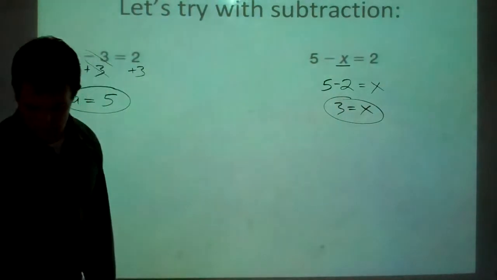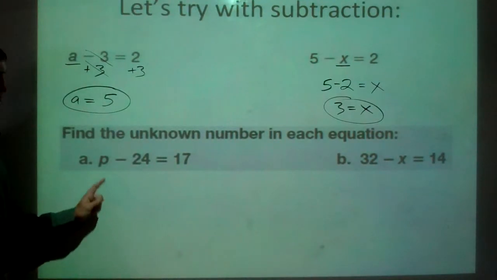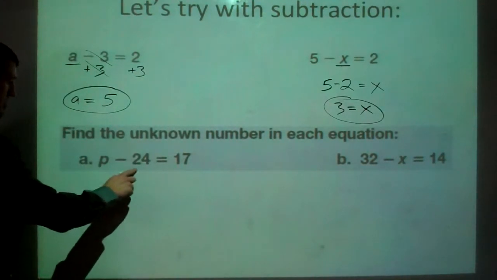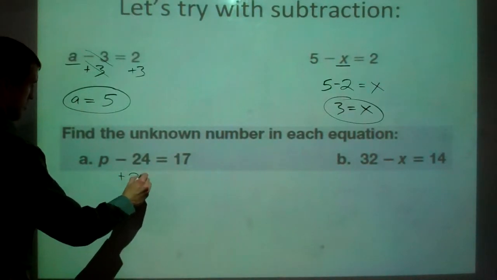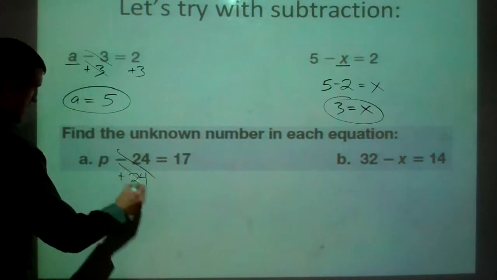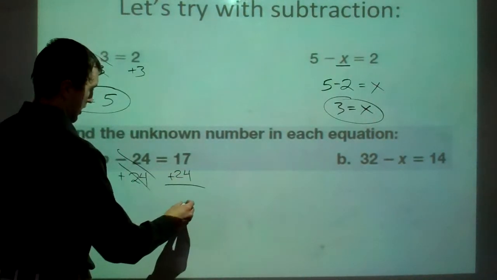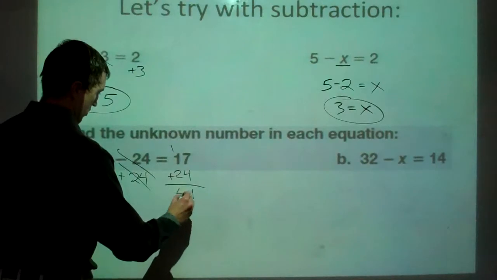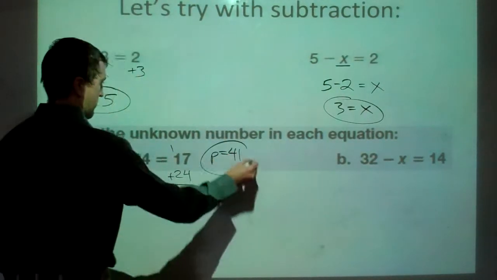Alright. So if we try these real quick, they're just like the ones above them. P minus 24 equals 17. Well, this is this scenario. We're going to do that. And this. And we should get 41. So P is 41.